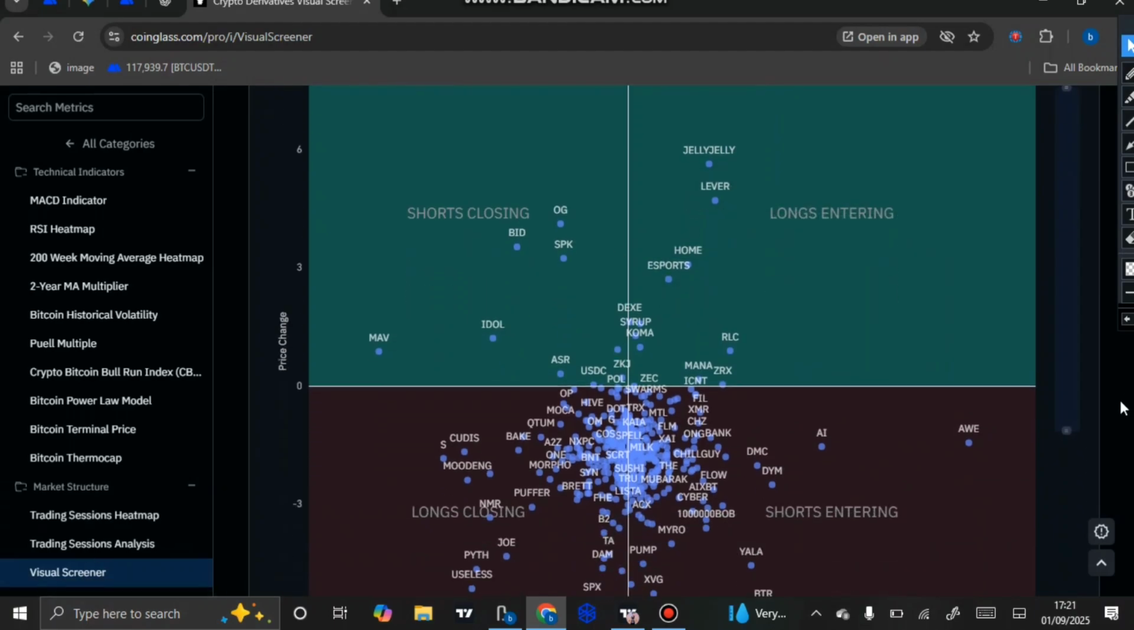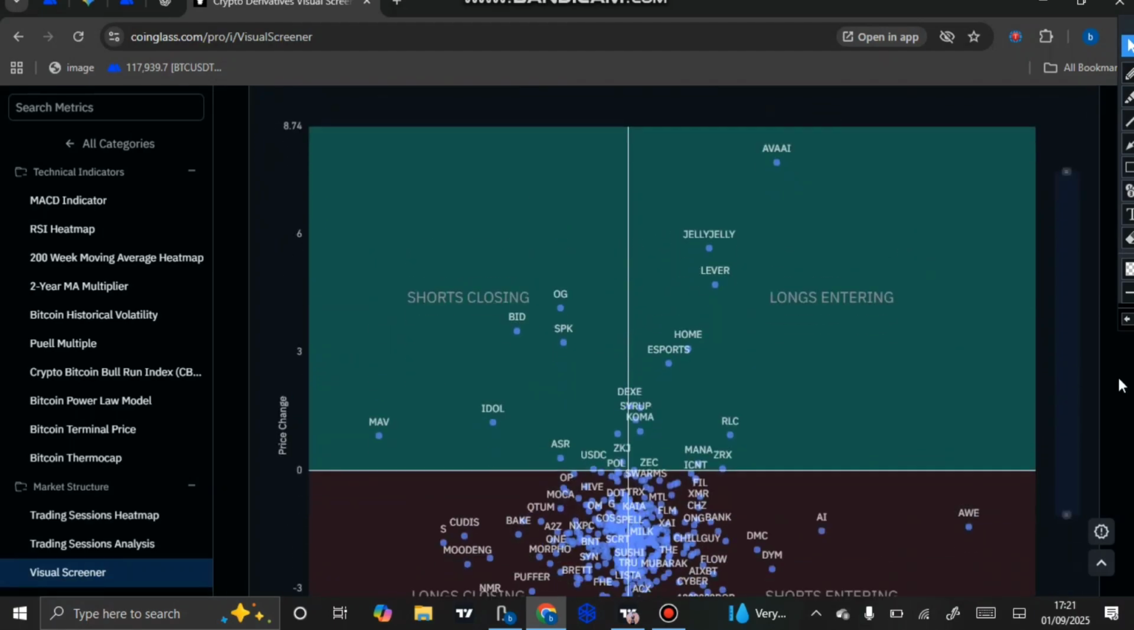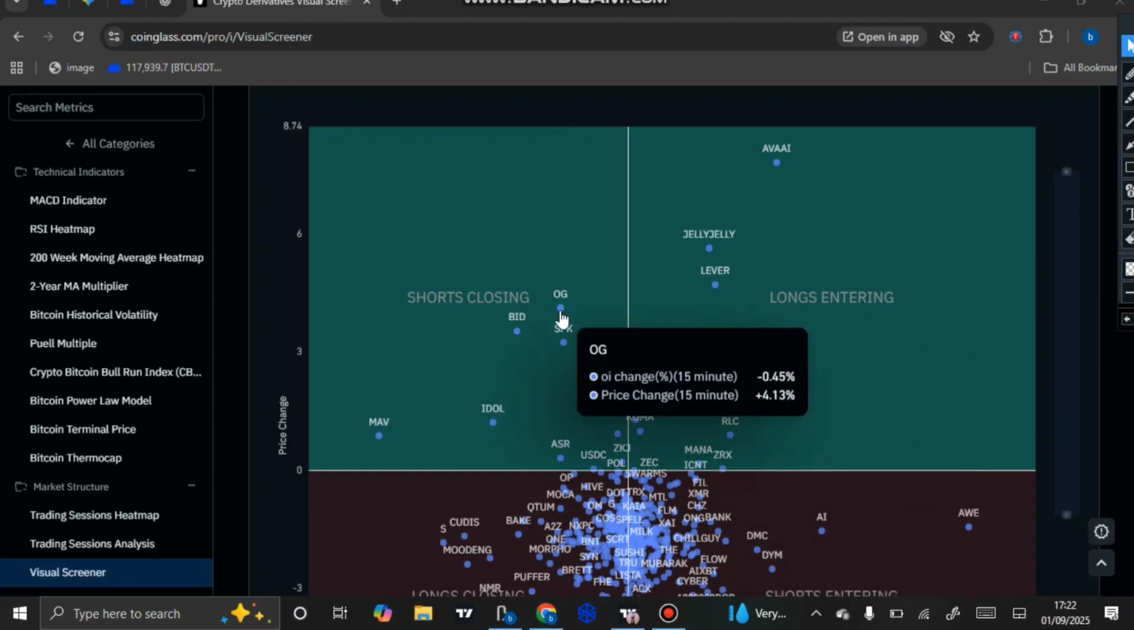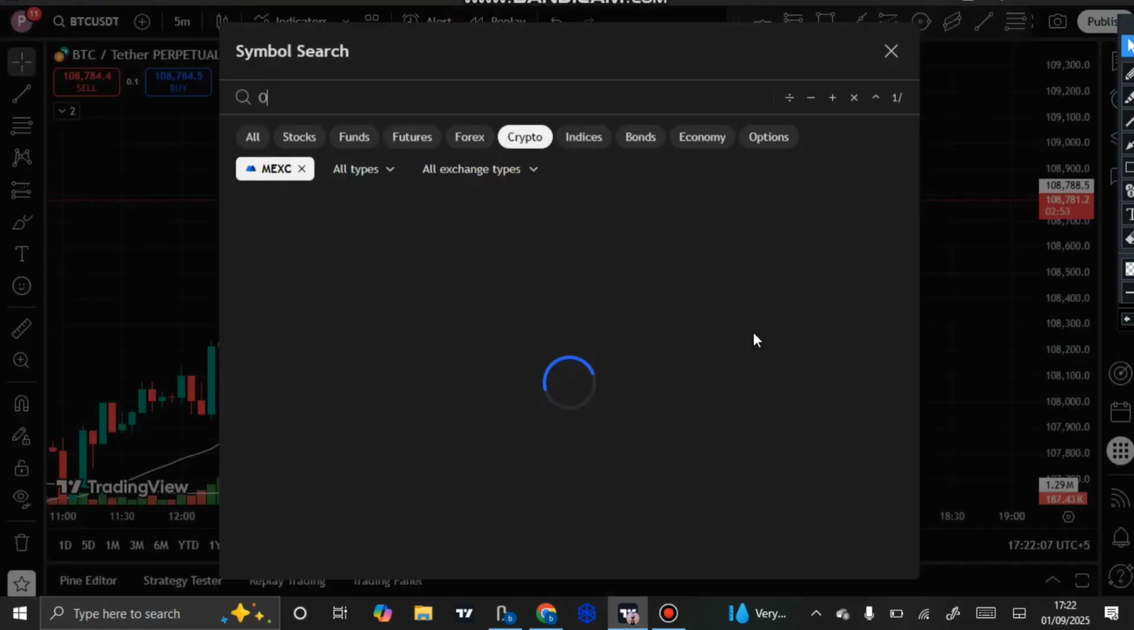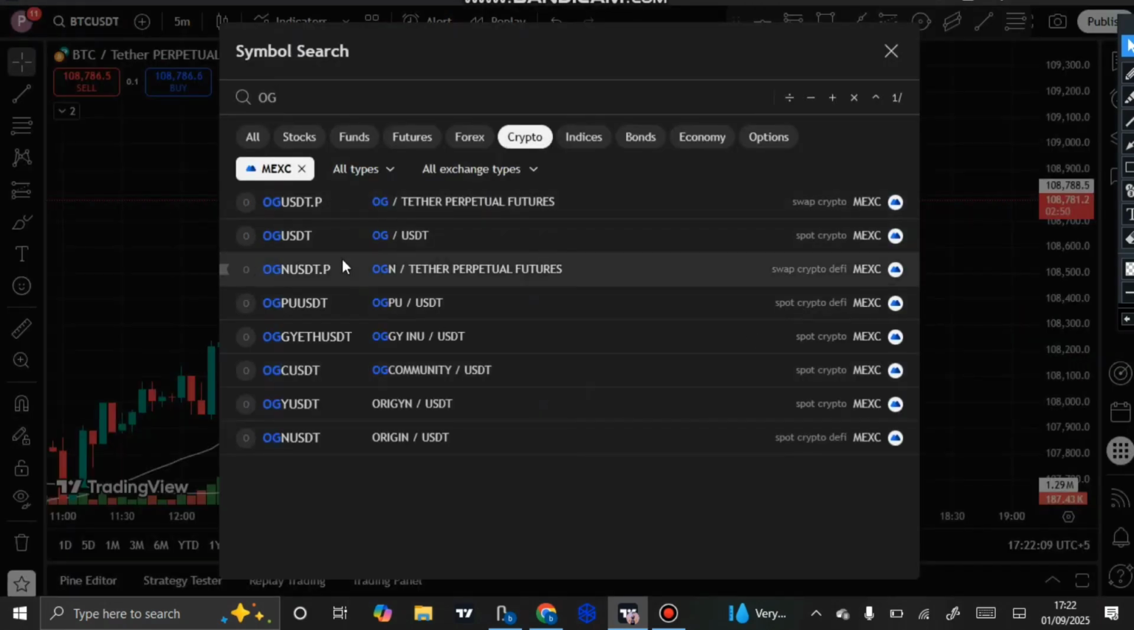Now let's talk about how to pick coins from this and trade on them. Look here. In the short closing section, the coins you see means that those coins were previously in short downtrend positions, but now the short trades have closed. That means you should be looking for buy opportunities in these coins. From this section, the altcoins you see are the ones you should look to go long on, but only after doing your own analysis.